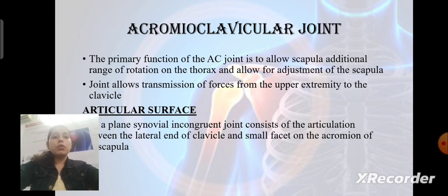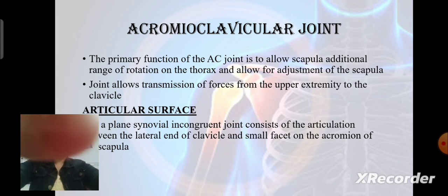The primary function of the AC joint is to allow the scapula additional range of motion on the thorax and allow for adjustment of the scapula. Also, this joint allows transmission of forces from the upper extremity to the clavicle.